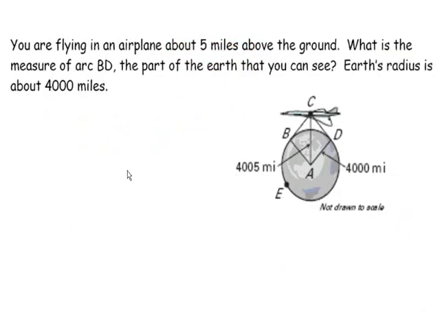But obviously it's not always that simple. So let's do a slightly more complicated problem. You're flying in an airplane about 5 miles above the Earth, and we want to know the measure of arc BD here, the part of the Earth that you can see. Basically, we want to know how many degrees that is.